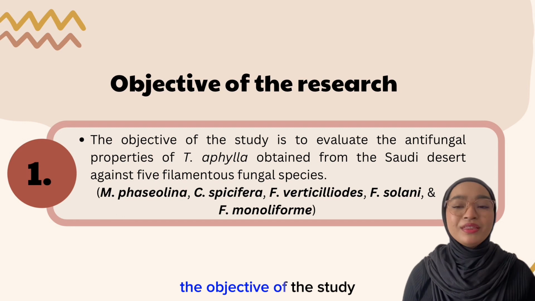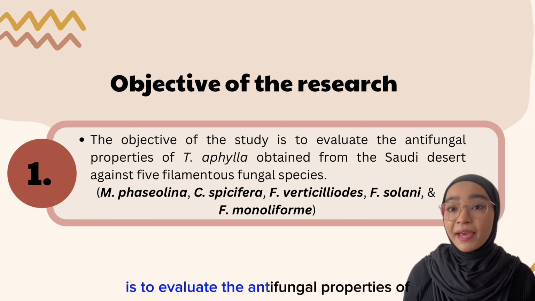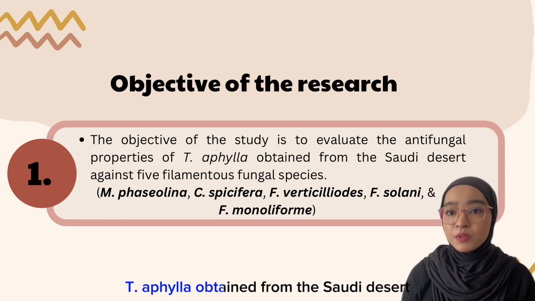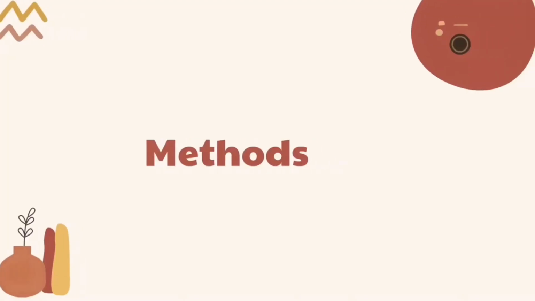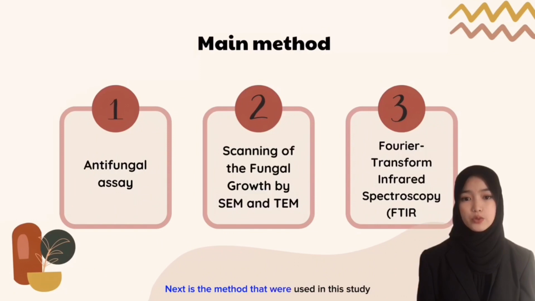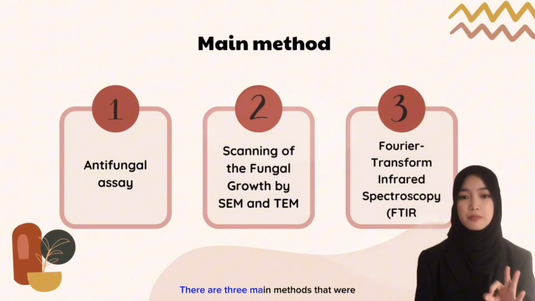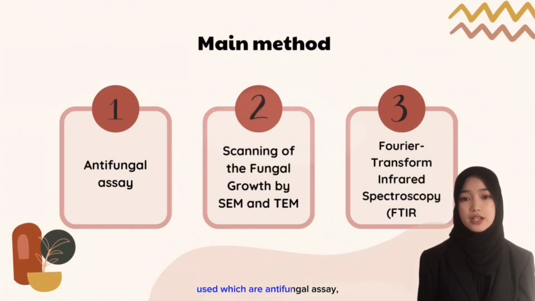The objective of the study is to evaluate the antifungal properties of the aphylla obtained from the Saudi desert against 5 filamentous fungal species. Next is the method that we use in this study. There are 3 main methods that we use, which are antifungal assay, scanning of the fungal growth by scanning electron microscopy and transmission electron microscopy, and the third one is Fourier transform infrared spectroscopy. These are the methods used to achieve the objective of this study.